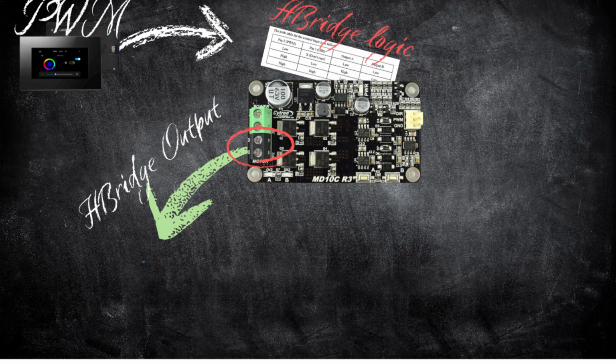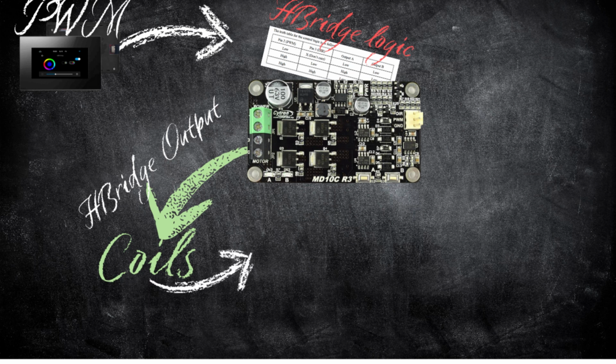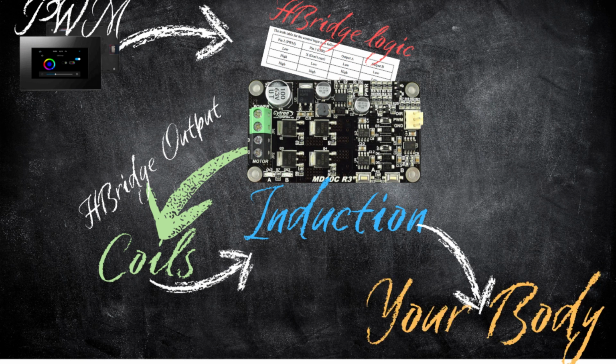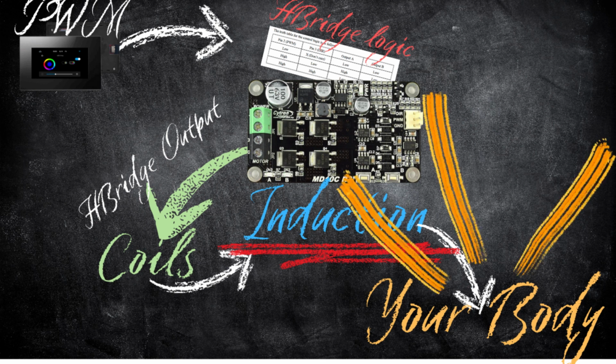Now, it sends it out to what? Simply put, it sends it out to the coil. So now there's an electrical current and voltage, volt amps, that goes through the coils. This is where the real magic happens. There's an induction that happens. And what's induction? It's wireless electrical transfer, basically. And then that induction goes into your body after that. So we're going to focus mainly on the induction, and that's where science, I think, fails, and what effects it has on your body.